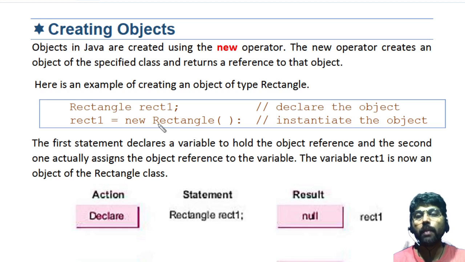In the second part, I have created one object. I have used here new Rectangle. Here it will create a new object, and this new will return the reference to rect1. This is called instantiation. Here a new object is created and that object reference is given to rect1. So here rect1 is nothing but the object of the Rectangle class.